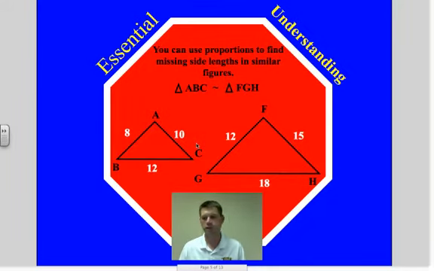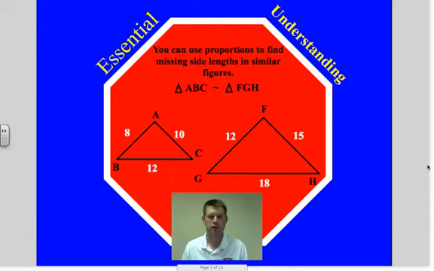For an example here, the essential understanding, and you want to write these triangles down as you go, is that you can use proportions to find missing side lengths in similar figures. We have triangle ABC similar to triangle FGH. ABC has side lengths 8, 10, and 12, and FGH has 12, 15, and 18. They are the same shape, but clearly they're different sizes.